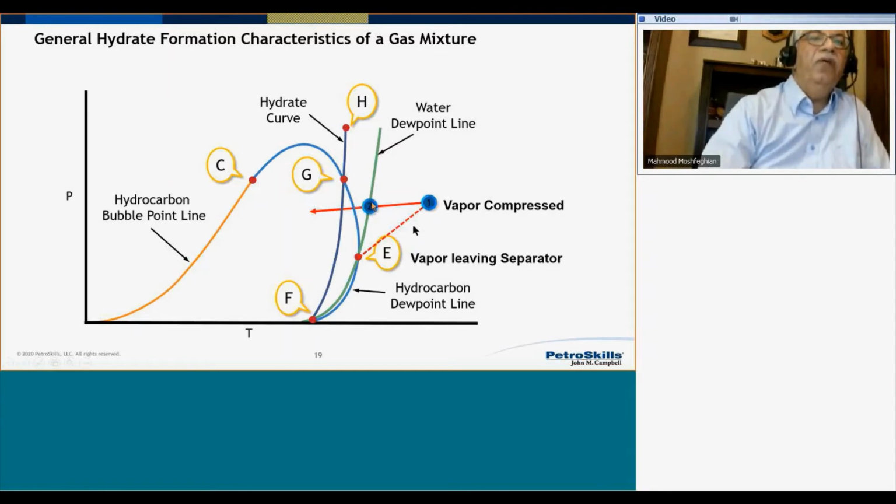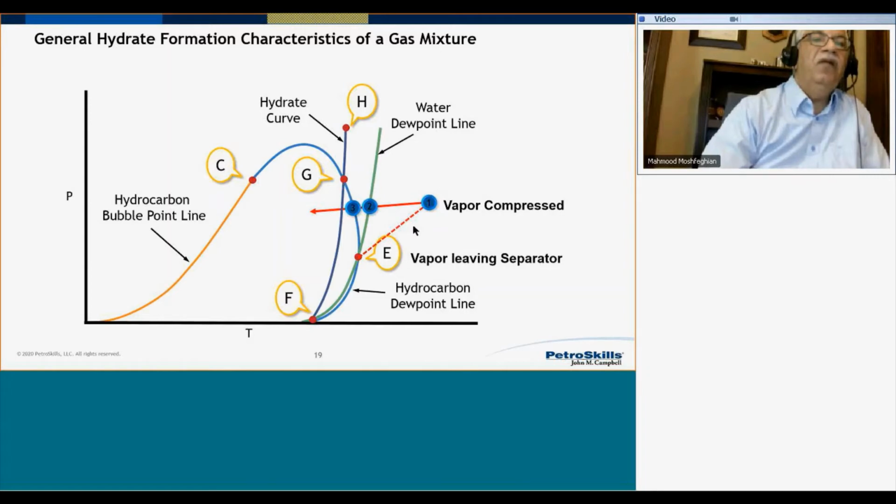What happened at point 2? Because I hit the water dew point curve, the first droplet of liquid water forms. Do I get any liquid hydrocarbon? Not really, because I'm to the right of the hydrocarbon dew point curve. So between the blue dew point curve of hydrocarbon and the green curve of water dew point, I have liquid water, but no liquid hydrocarbon.